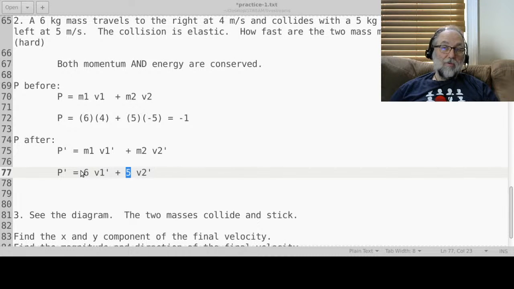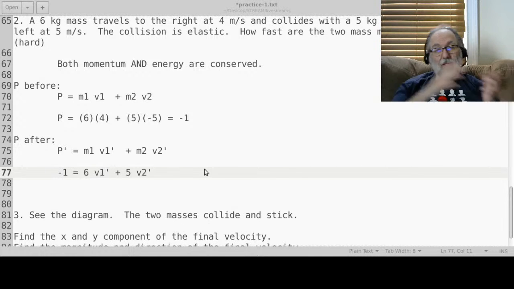Now, there is that P primed, and you say, well, what's that P primed equal to? Conservation of momentum. It's actually equal to -1, like this. And you look at this and you go, now what? Well, because you've got two unknowns, and that's the point. You can't solve this by itself. I didn't give you enough direct information. I didn't tell you V1 primed. I didn't tell you V2 primed. So you can't solve this one by itself.